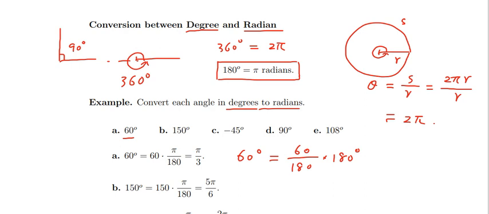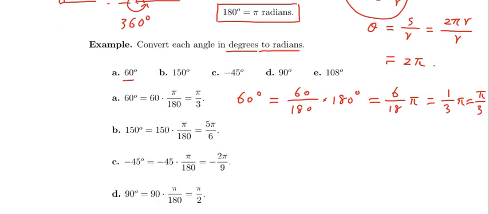For this 60 over 180, we can simplify. And this 180, I change this to pi. So it's like 60 over 180 pi. This one we can simplify. So we say this equals 1 over 3 pi, or we write this as pi over 3. Okay, so such a problem is easy. We just change this to how much of 180.